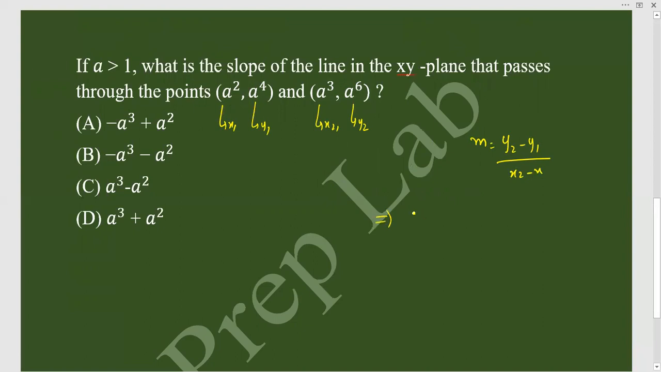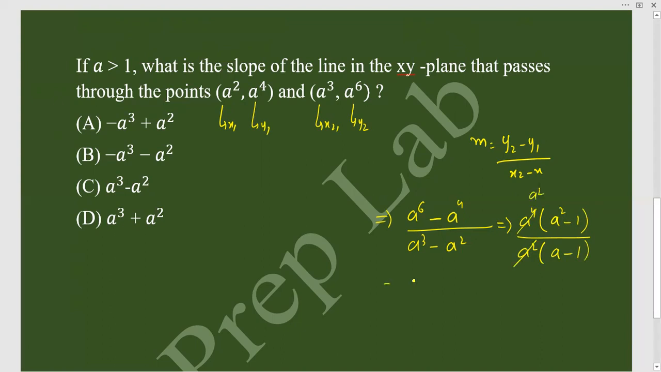What is y2? a to the power 6 minus a to the power 4. What is x2? a cubed minus a squared. I can simplify by taking a common factor, a to the power 4, or a squared. So taking a to the power 4 common in the numerator gives a squared minus 1, because a to the 6 divided by a to the 4 leaves a squared. In the denominator, taking a squared common leaves a minus 1.